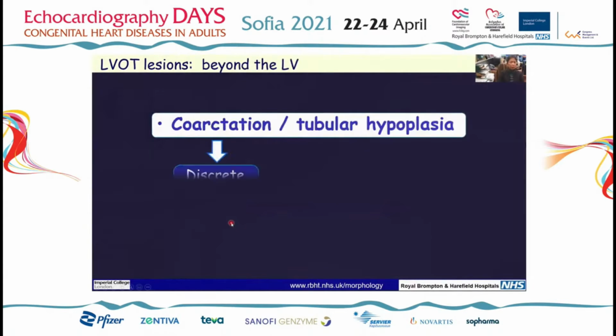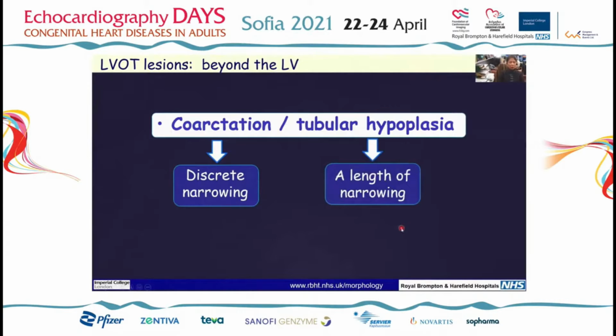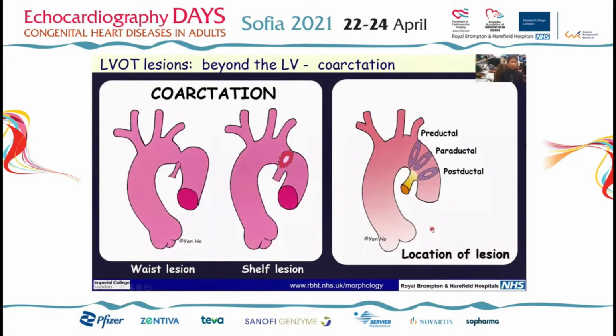So moving to coarctation, it is a discrete narrowing versus tubular hyperplasia, which describes a length of narrowing, usually in the aortic arch. So we see here some examples. In the older individuals, I tend to see a kind of waist-like lesion, whereas in younger individuals, I tend to see a shelf-like configuration of that narrowing or substrate of that narrowing. The location of the coarctation lesion can be preductal, paraductal, or postductal.